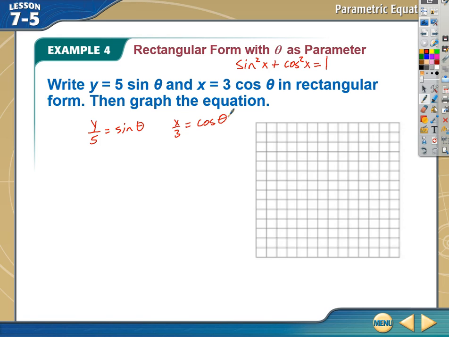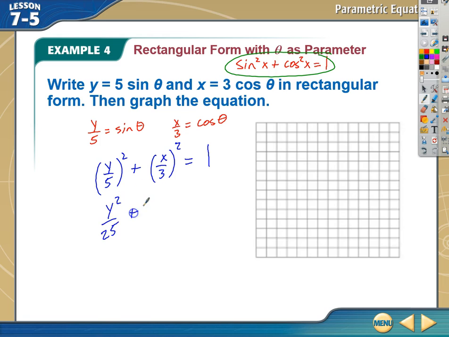Now if I take this equation up here and put it in with these down here, I can make something up. And so instead of saying sine squared x, I'm going to put y over 5 squared. Instead of saying cosine squared, I'm going to say x over 3 squared is equal to 1. And now I go ahead and I solve. Or I expand this out, I get y squared over 25 plus x squared over 9 is equal to 1.